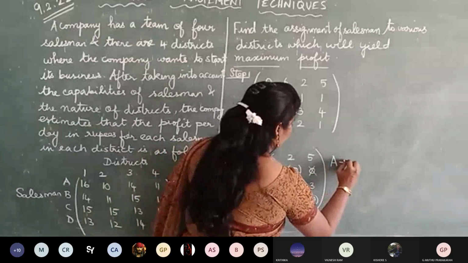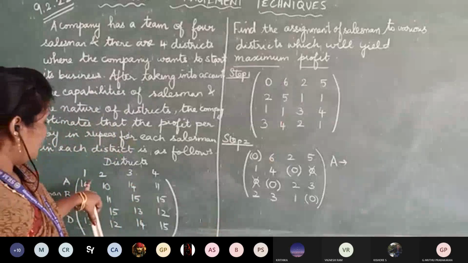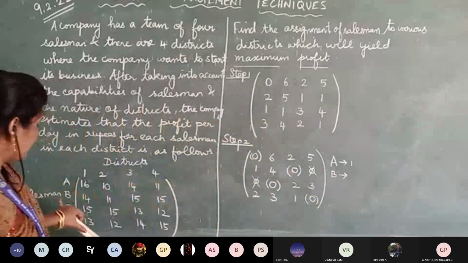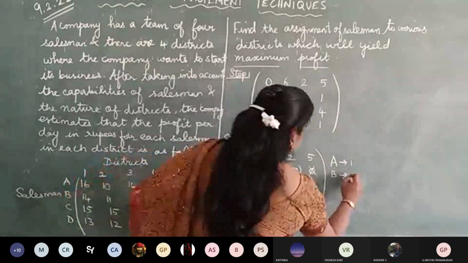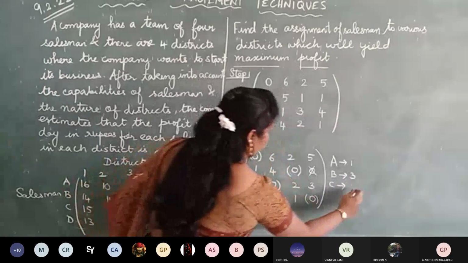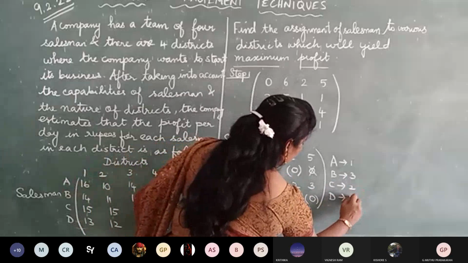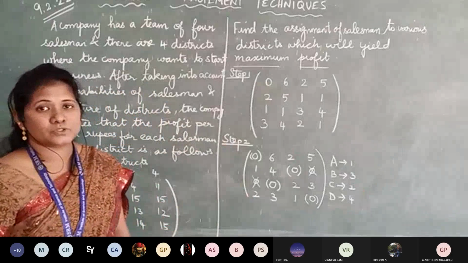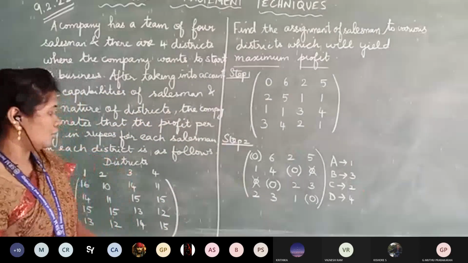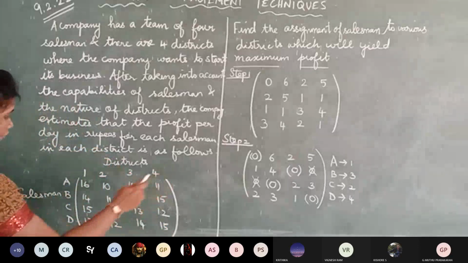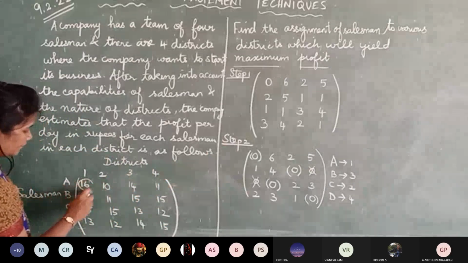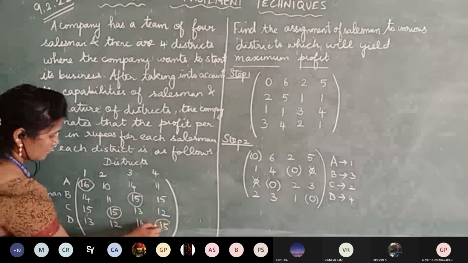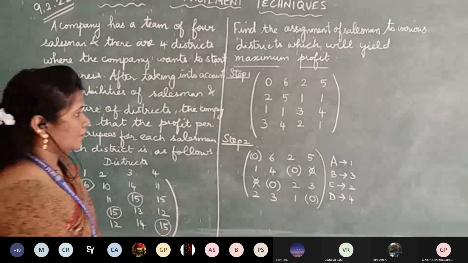So your A salesman is given the first district. Your B salesman is given the third district. C salesman is being given the second district, and D is being given the fourth district. Okay, so you have to find out the maximum profit. So for maximum profit, you have to go into the main question. So you have to circle out the values. So A to 1, B to 3, C to 2, D to 4. Okay, then you find out your maximum profit.